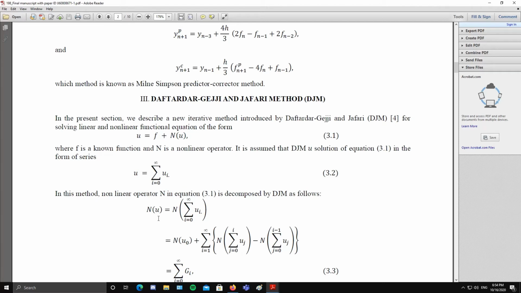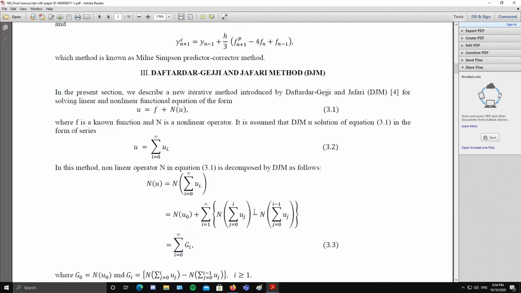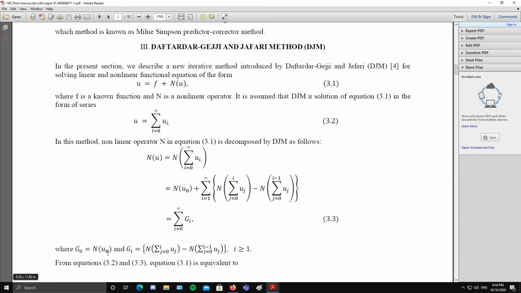So n of the summation of ui is split as n of u naught plus the summation i equals 1 to infinity of n of the summation of uj, j equals 0 to i, that is, the sum of the terms from u naught to ui, minus n of the sum of the terms from u naught to ui minus 1. Here you have i plus 1 terms minus the sum of i terms. This whole expression is taken as gi, so the summation i equals 0 to infinity of gi, where g naught equals n of u naught, the initial value, and gi is n of the summation of uj, j equals 0 to i, minus n of the summation of uj, j equals 0 to i minus 1, for i greater than or equal to 1.